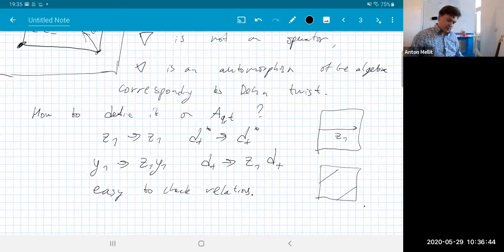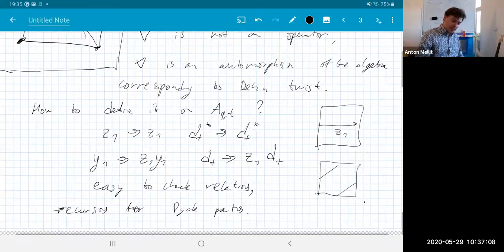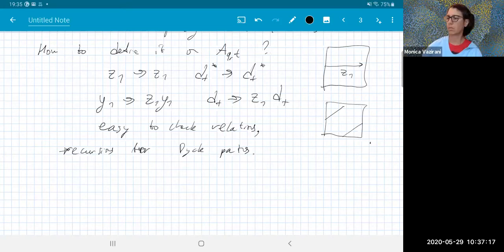So it's easy to check relations, and then easy to check the recursions, and also recursions for the Dyck paths. And what else? So basically, yeah, the shuffle conjectures are proven just by verifying certain recursions using relations.